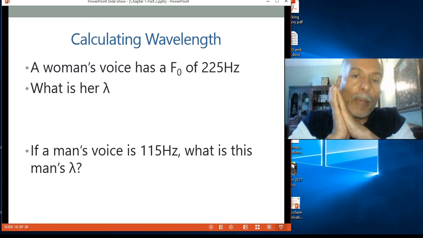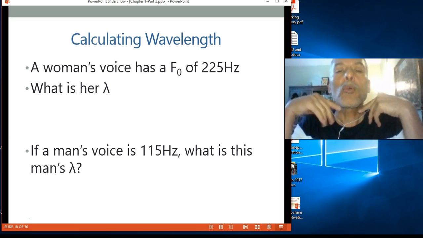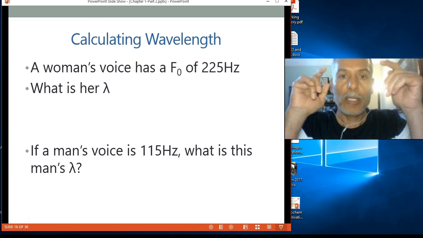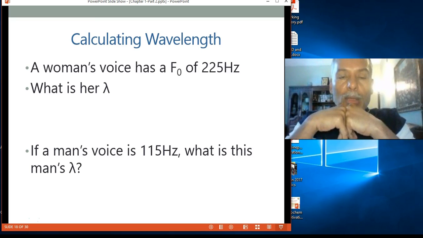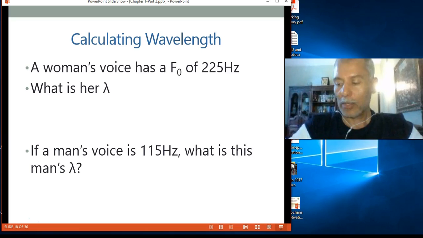And again, this is something that we are going to speak a lot about. The actual movement of the vocal folds back and forth, we call that the fundamental frequency. We say F0. The fundamental frequency of this particular woman's voice is 225 hertz, and we want to figure out how long a single wave is out of these 225 waves that she makes.